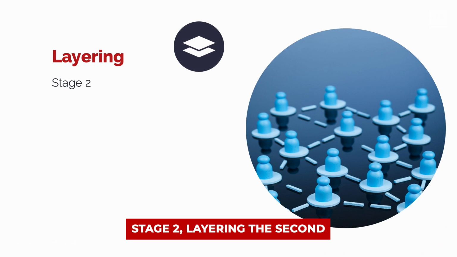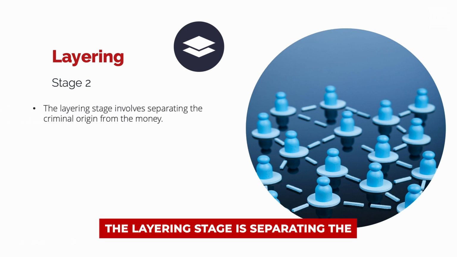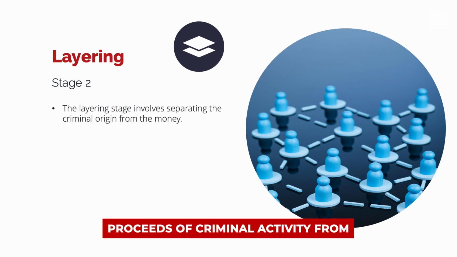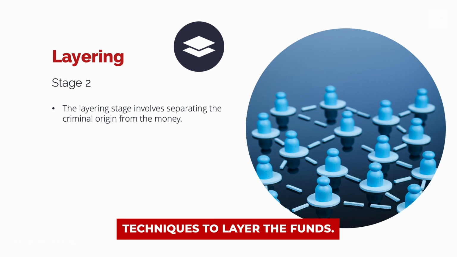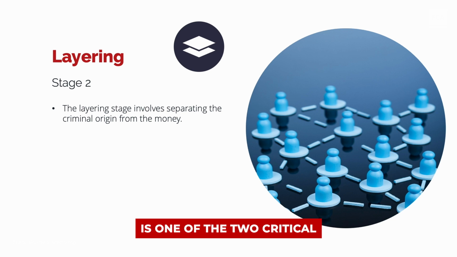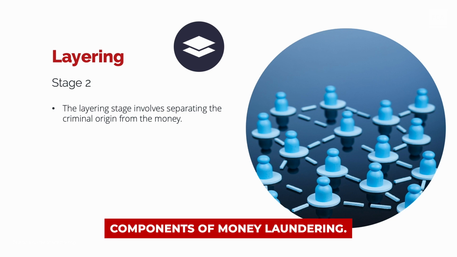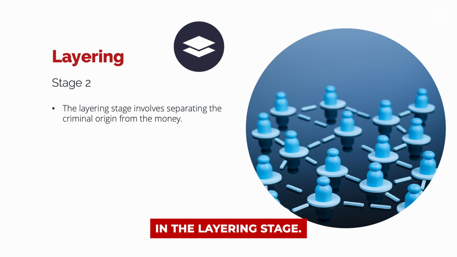Stage 2. Layering. The second stage is the layering stage. The layering stage is separating the proceeds of criminal activity from their origin through many different techniques to layer the funds. Disguising the illegal source is one of the 2 critical components of money laundering. This generally takes place in the layering stage.